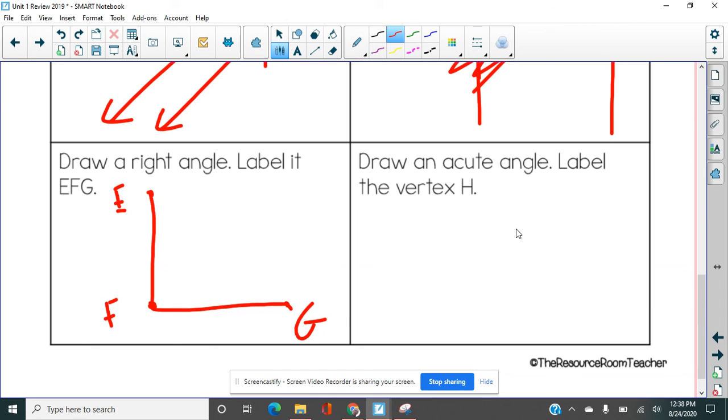And the last thing, draw an acute angle. Okay, so open just a little bit. Label the vertex H. Where is the vertex? It is on the corner, right? You used to call it a corner, you're now calling it a vertex.